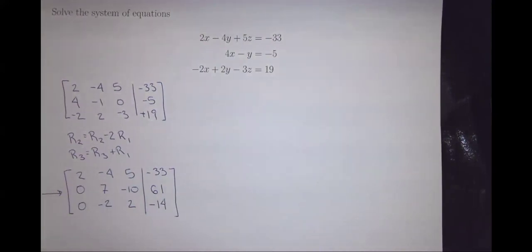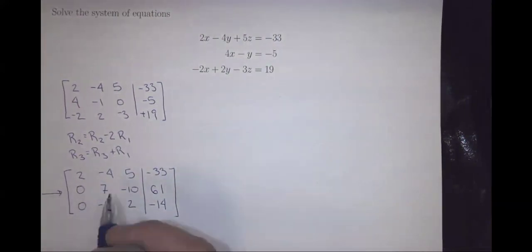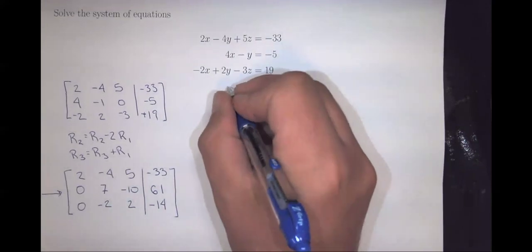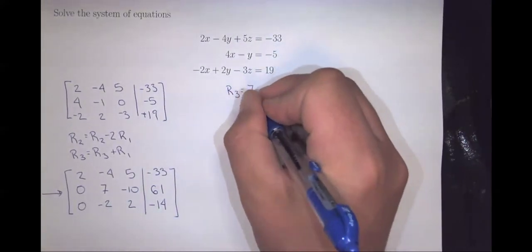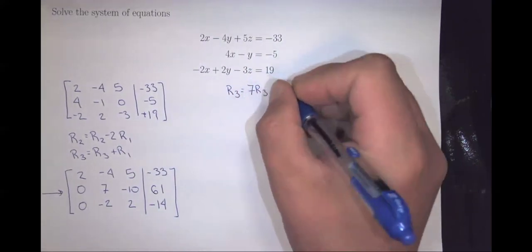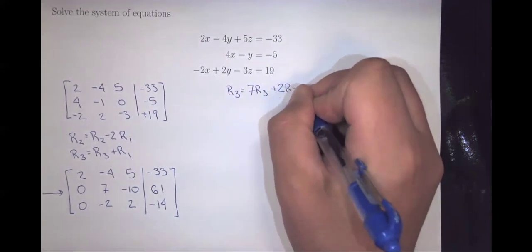Okay. So we've pivoted around our 2 here. We're going to leave that as an integer so we avoid the fractions. We've got zeros underneath. Now we're going to pivot around the 7. I'm going to try and get a 0 underneath that. So my row 3 is going to be 7 times row 3 plus 2 times row 2.